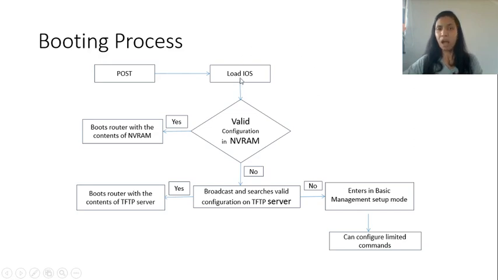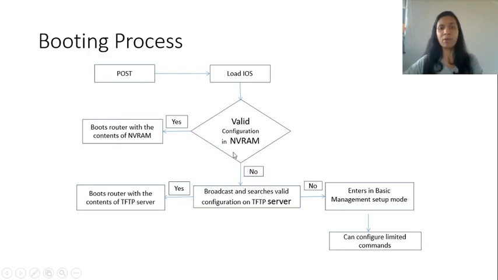IOS then looks up for a valid configuration file which is stored in NVRAM. This configuration file is called the startup config. If the configuration file is present in NVRAM, then the router is going to boot with the contents of the NVRAM.